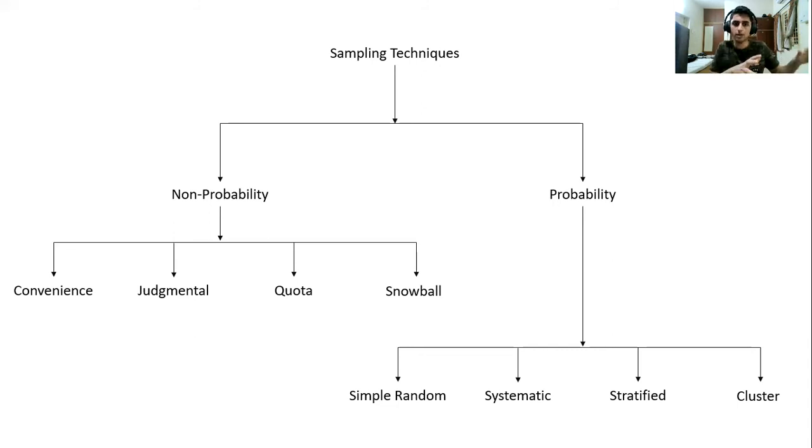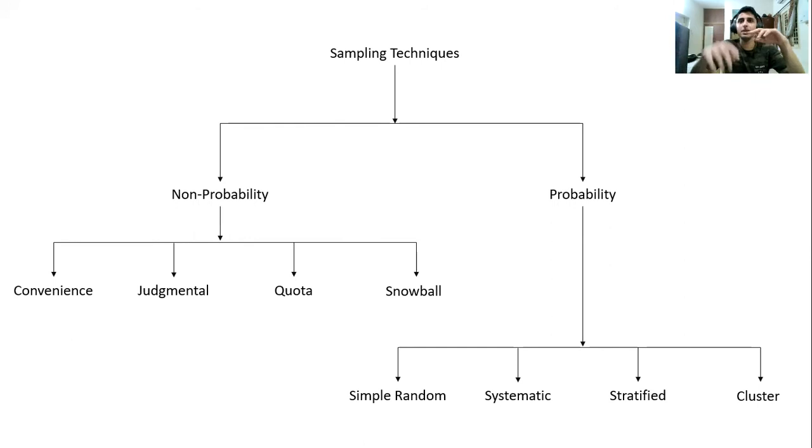Now that non-probability methods are done, let's go to probability methods, and the first one is simple random sampling. I have an entire population, and every single element of that population has an equal probability of being selected. If there are 50 members in the population and I need a sample size of 5, everyone has an equal probability of being selected. That's it.